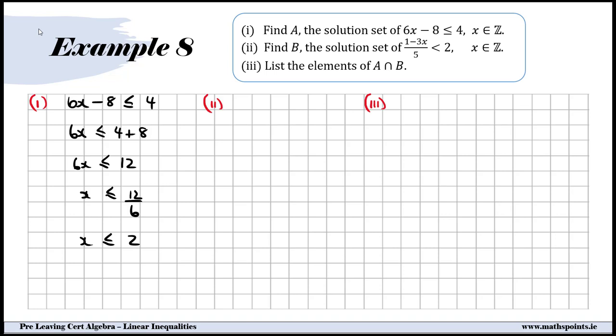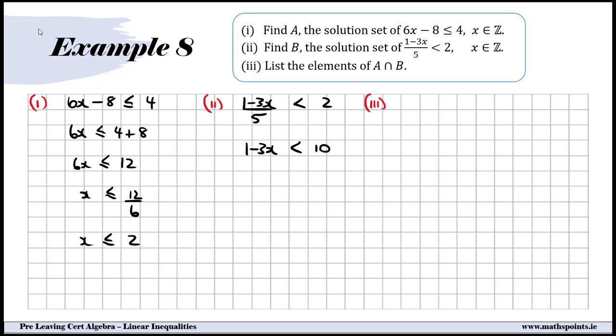The next one is a little bit more tricky in terms of the fraction that's involved. So we have 1 minus 3x over 5 is less than 2. In a linear inequality like this, or linear equation, if we have a fraction on one side and we have a number on the bottom and we would like to get rid of that fraction, the handiest thing to do is to multiply the whole sum by 5. So we're going to multiply the left hand side by 5, which will remove the 5 from the bottom of the fraction, and then we're going to multiply the right hand side by 5, remembering that whatever we do to one side we have to do to the other side. So multiplying the left hand side by 5, I'm left with 1 minus 3x, and then multiplying the right hand side by 5, I'm left with 2 by 5, which is 10.